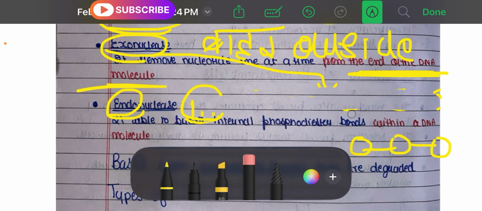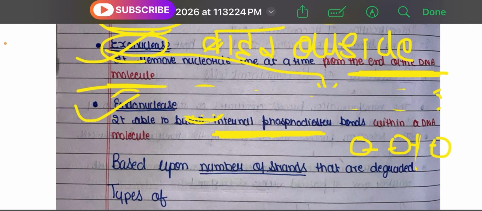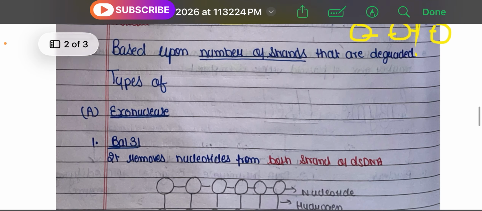But जो मेरा एंडोन्यूक्लियस एंजाइम है वो उसके इंटरनल फॉस्फोडाइस्टर बॉन्ड को ब्रेक करेगा। लेट अस सी दिस वन। तो ये जो इंटरनल वाले हैं वो कौन ब्रेक करेगा? एंडो। बाहर वाले को कौन ब्रेक करेगा? फ्रॉम द एंड, दैट इज द एक्सोन्यूक्लियस. So this is all about the exo and endonuclease.